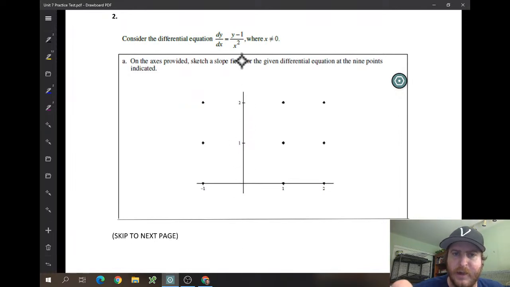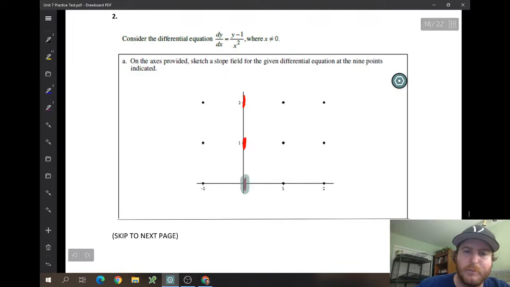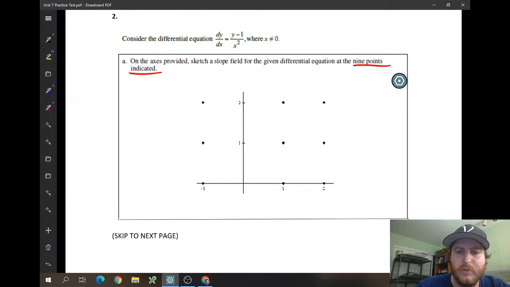Those are all undefined. But if they did have points here, you can write them as vertical lines, or you can leave them blank as well. I like to write them as vertical lines to show that I did something. But since they said the 9 points indicated, we're going to just leave those blank. I usually like to start at 1, 1. You can start anywhere.